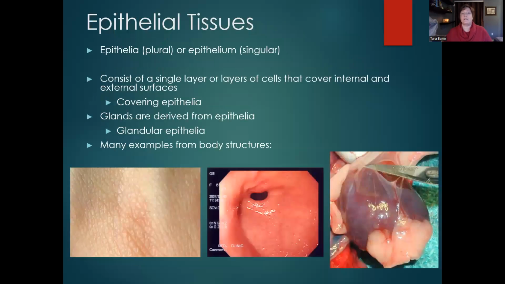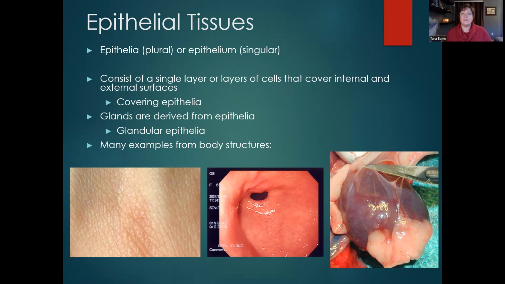So we're going to start out with epithelial tissues. Epithelia is plural, epithelium is singular. And this is going to be cells, and it can be a single layer of cells or multiple layers of cells that are lining the inside and the outside of your body. So wherever your body comes into contact with the outside world, it's going to be lined with these cells. We're going to see these covering organs, covering your digestive tract, covering the inside of your ears, all kinds of things.